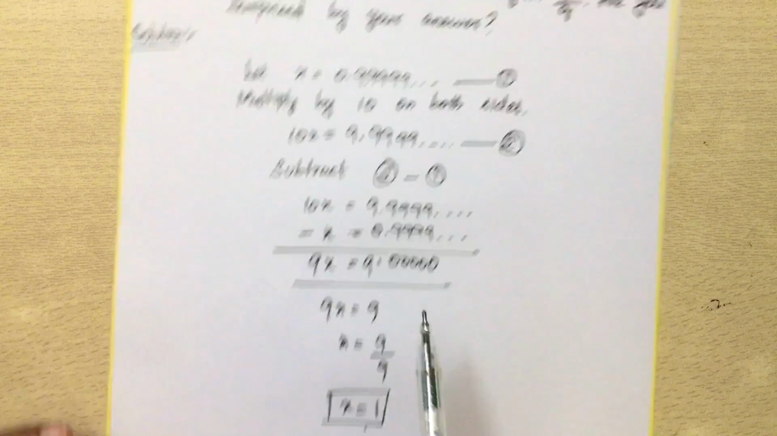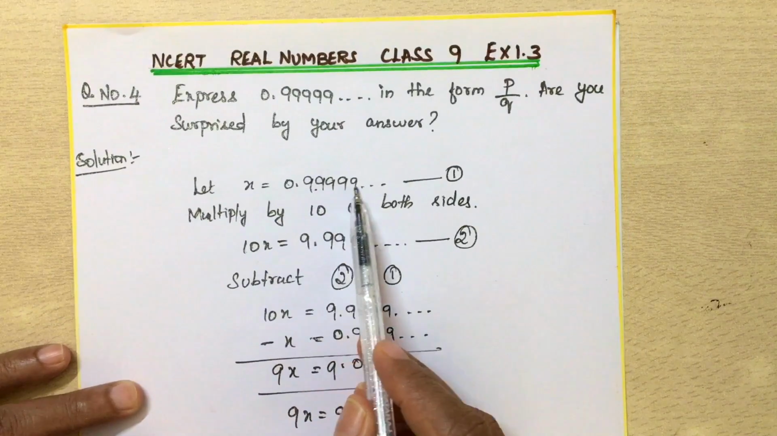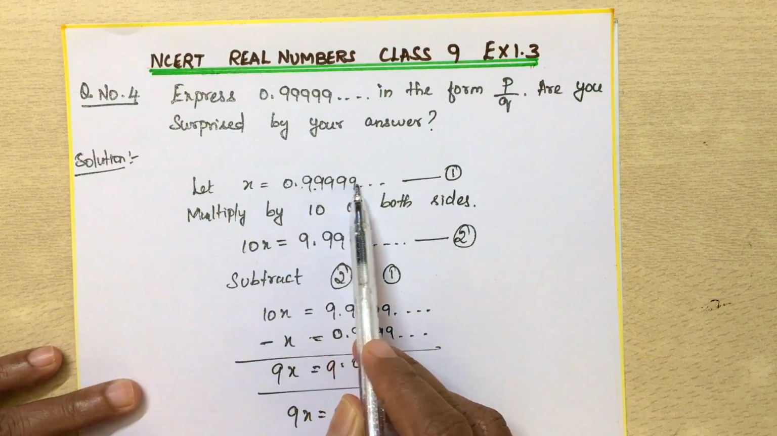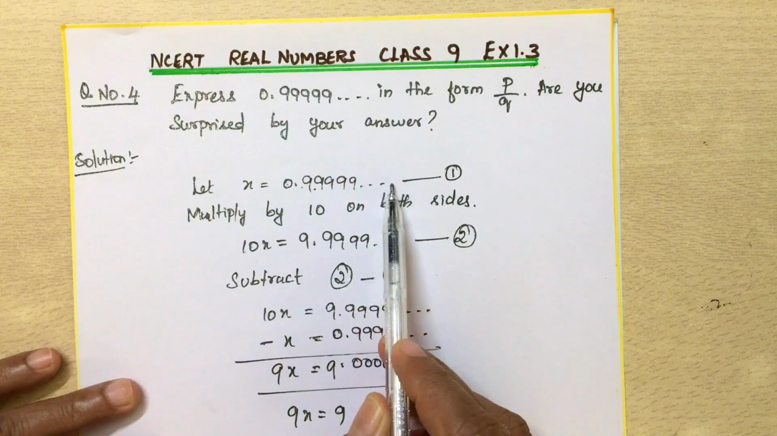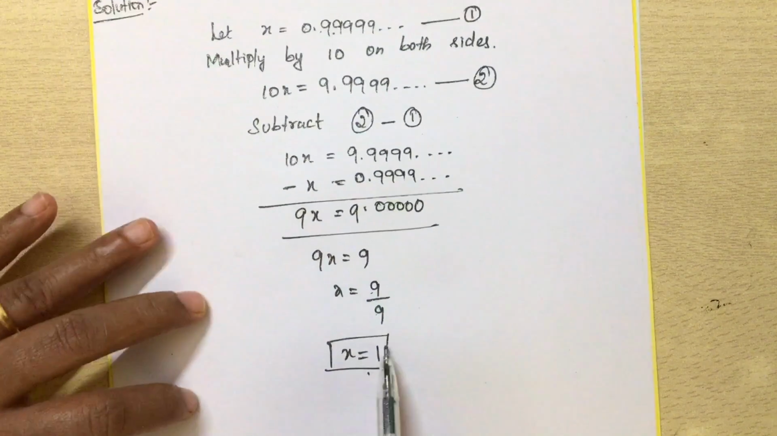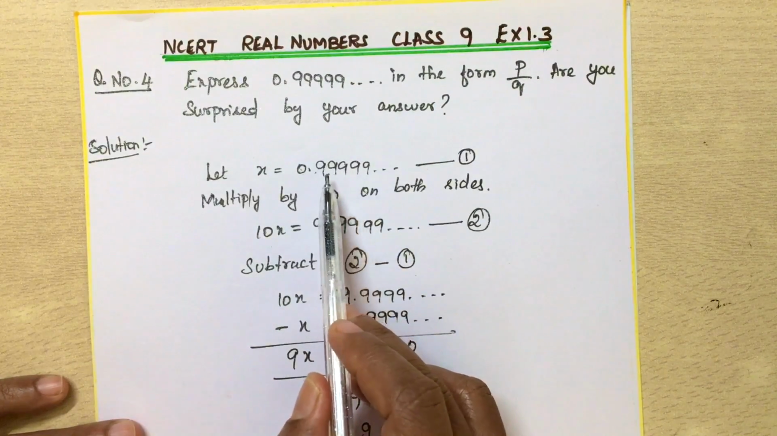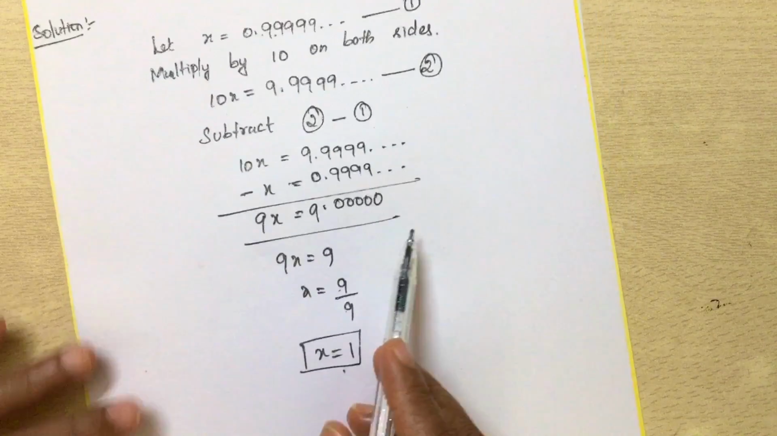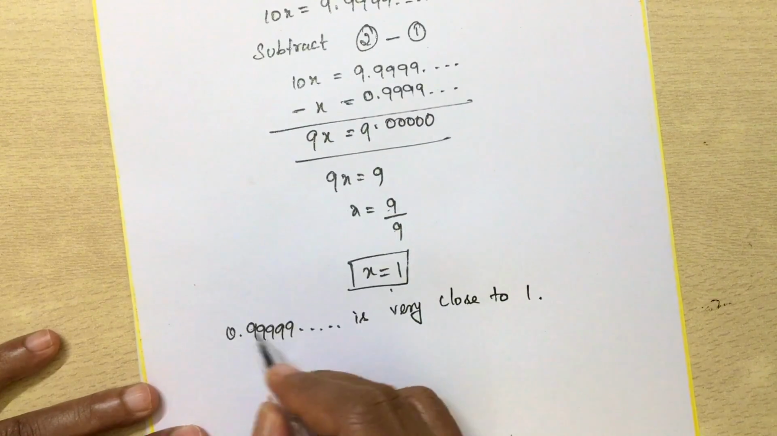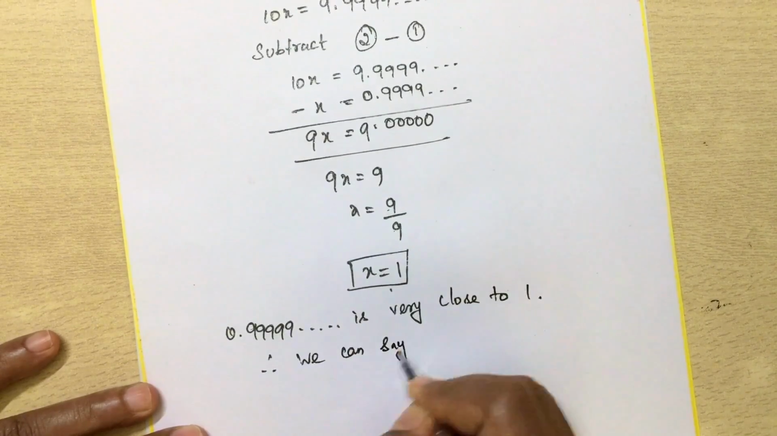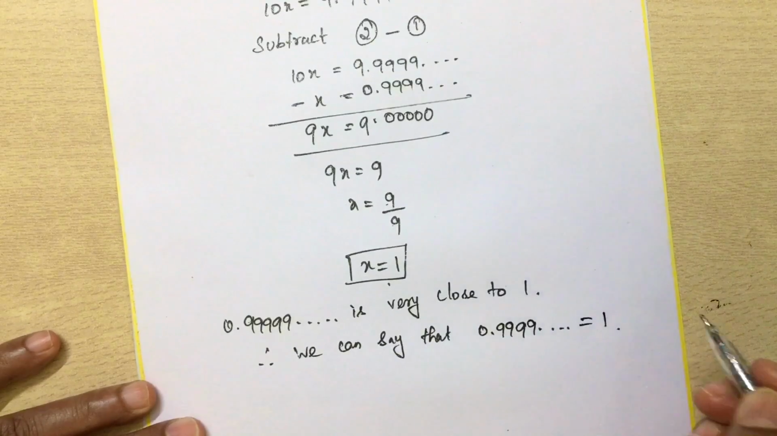How is it possible? Because as you can see, the digit 9 keeps on repeating. You can write n number of 9s here. After completing them, the next immediate number will be 1. So we can say that this number is too close to the number 1. Therefore, we can say that it is equal to the number 1.